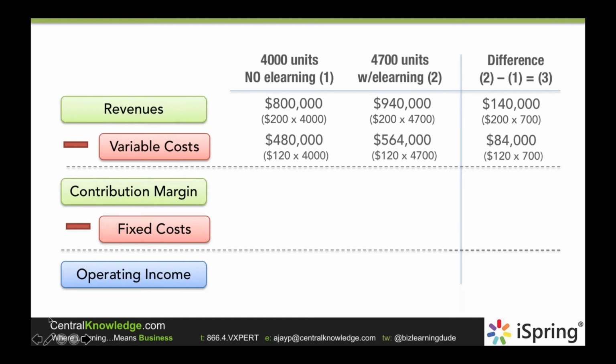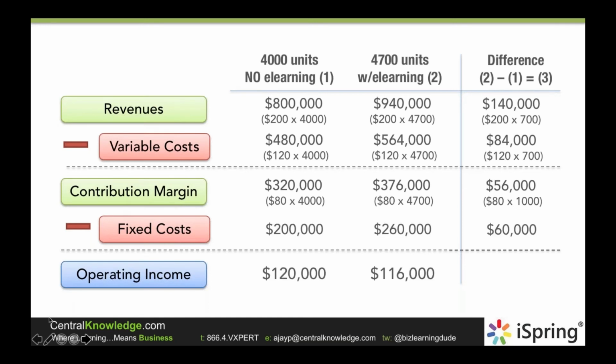Our variable costs go up because we're selling 700 units more. So to produce 700 additional units costs $84,000. So our profitability from this activity on the products is $56,000. Now, it doesn't take rocket science to figure out what's going on here, right? Our fixed cost was $200,000. We added $60,000 to it, and naturally, you know what your business leaders are going to say about your e-learning.